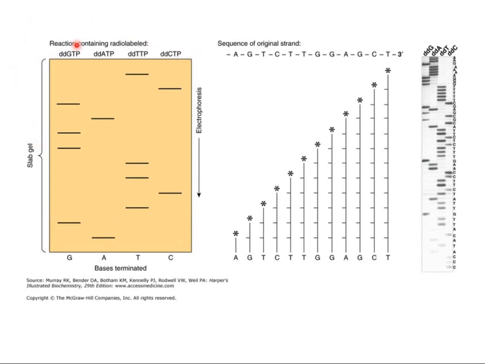First, you carried out the PCR using ddATP, GTP, TTP and CTP in separate tubes. Then you have run it on a PAGE, polyacrylamide gel. You carried out the process of electrophoresis, and then once you analyze it, you get this kind of a pattern.